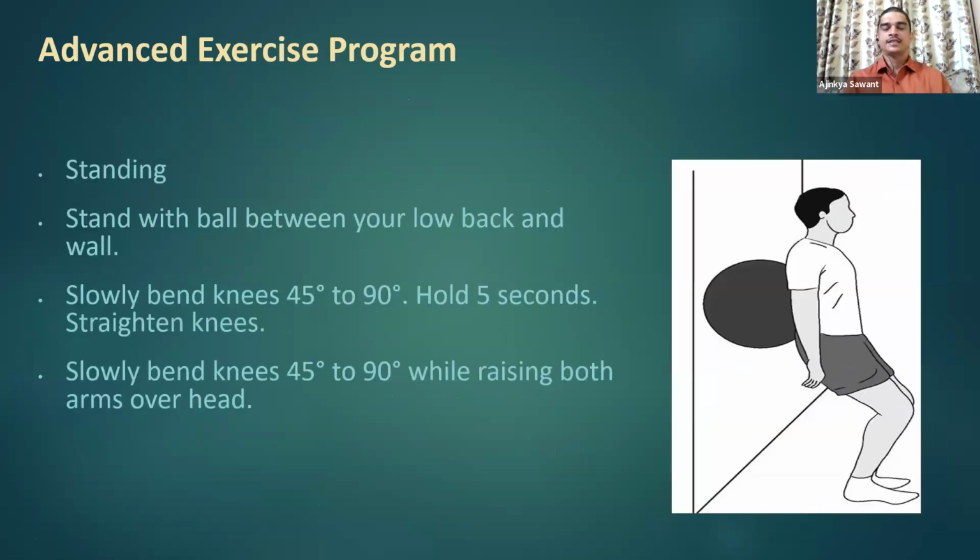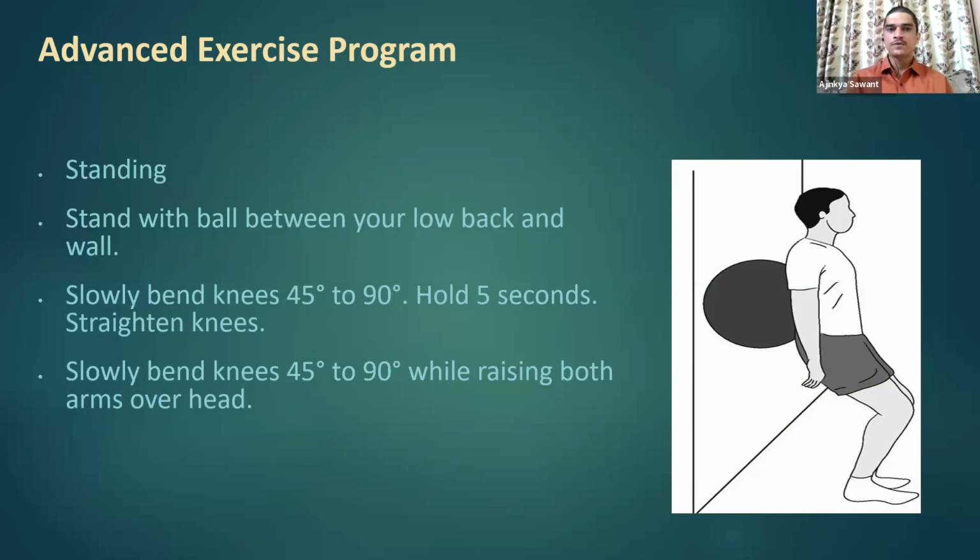Secondly, standing exercises: stand with the ball between your lower back and the wall. Slowly bend the knees 45 to 90 degrees. Now, in the advanced stage, earlier we said that it should be somewhere around 30 to 40 degrees.